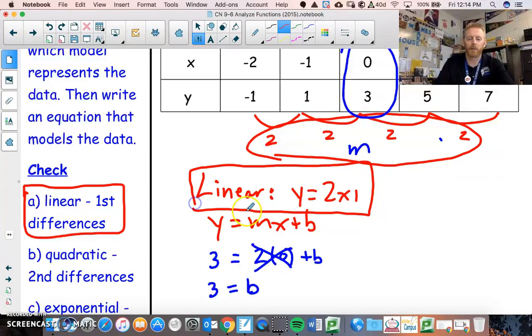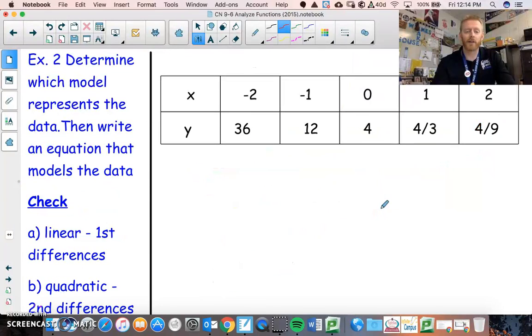And did I say plus 3? I just erased some of it. There we go. And that's going to get us the information we have for a first difference linear equation. All right, let's check out another one.